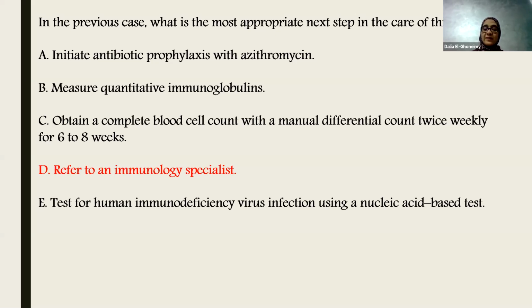We should know that DiGeorge syndrome could present with a SCID phenotype, and SCID is a medical emergency. So you don't need to delay the patient by doing flow cytometry, etc. Refer him to an immunology specialist, let him do all the requested panel and prepare him for transplantation.